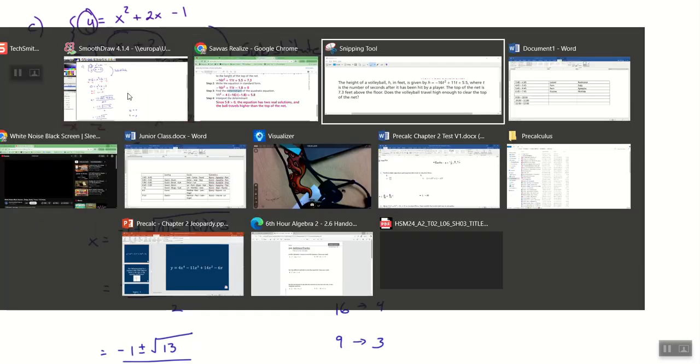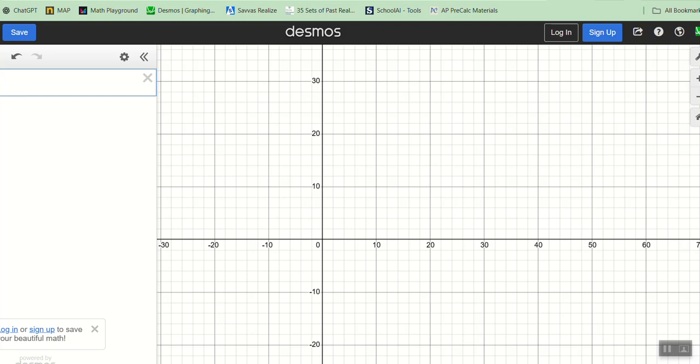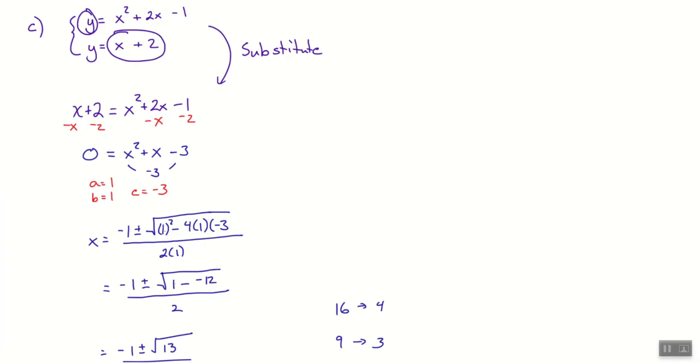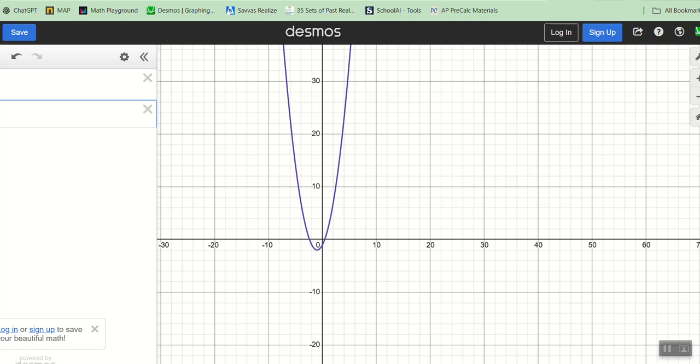So we'll go over to Desmos. And we had 2x squared. Can somebody read me the other part? X squared plus 2x minus 1. And what was the other equation? Y equals X plus 2.